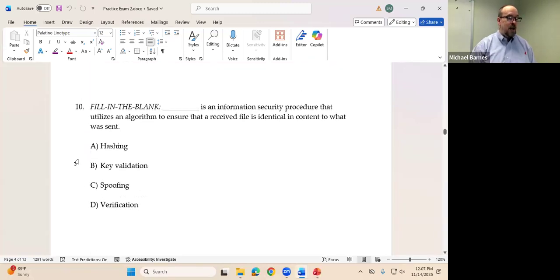All right. Speaking of hashing, it's an information security procedure that utilizes an algorithm to ensure that received files are identical to the content of what was sent. That's how we defined hashing. Would I ask you to redefine this? No, but do I ask you to be able to identify it if I give you the definition? Absolutely, and this is a perfect example of that.